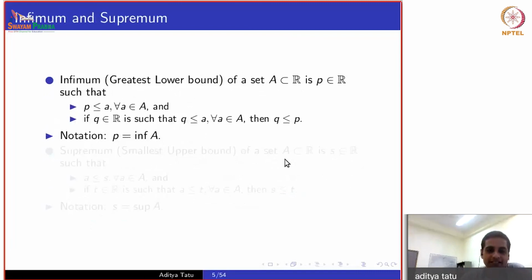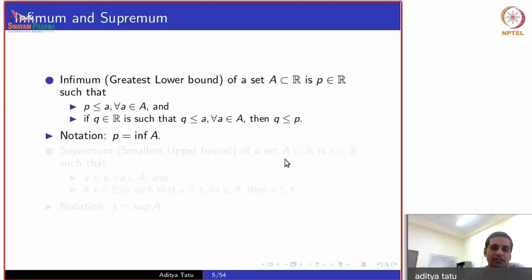Let me also introduce you to a few notations and concepts: infimum and supremum. Anybody who is not familiar with infimum? If you are, then you can skip this and move ahead.